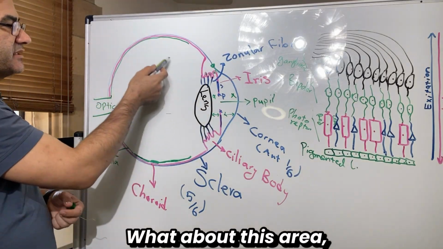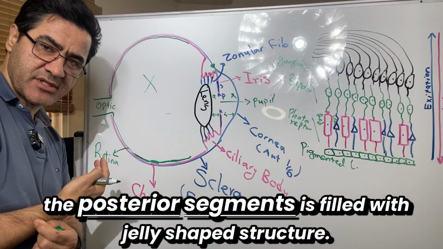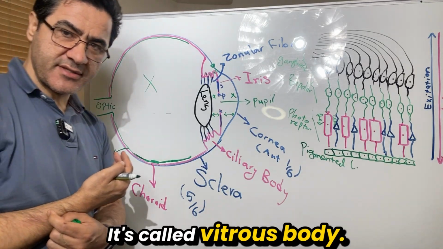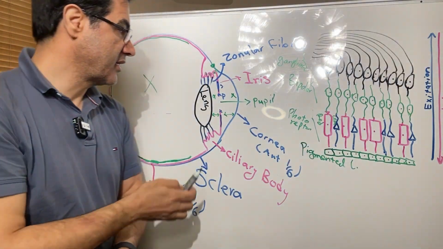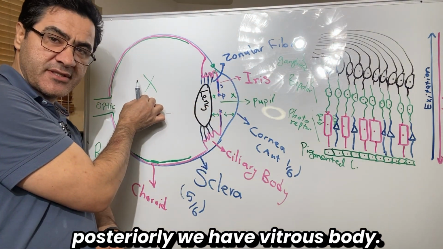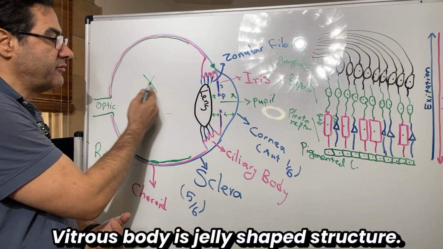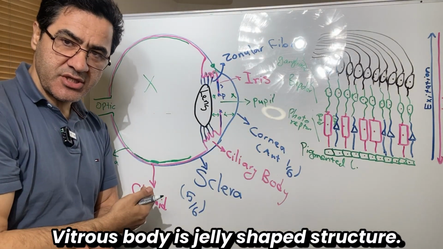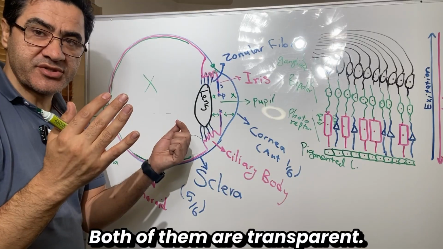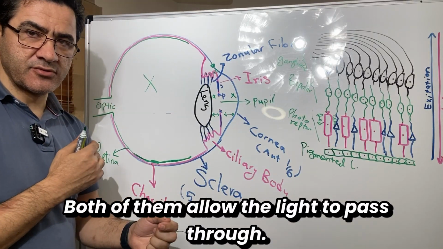What about this area? The posterior segment is filled with a jelly-shaped structure. It's called the vitreous body. Anteriorly, we have aqueous humor. Posteriorly, we have the vitreous body. Aqueous humor is a watery fluid. The vitreous body is a jelly-shaped structure. Both of them are transparent. Both of them allow the light to pass through.